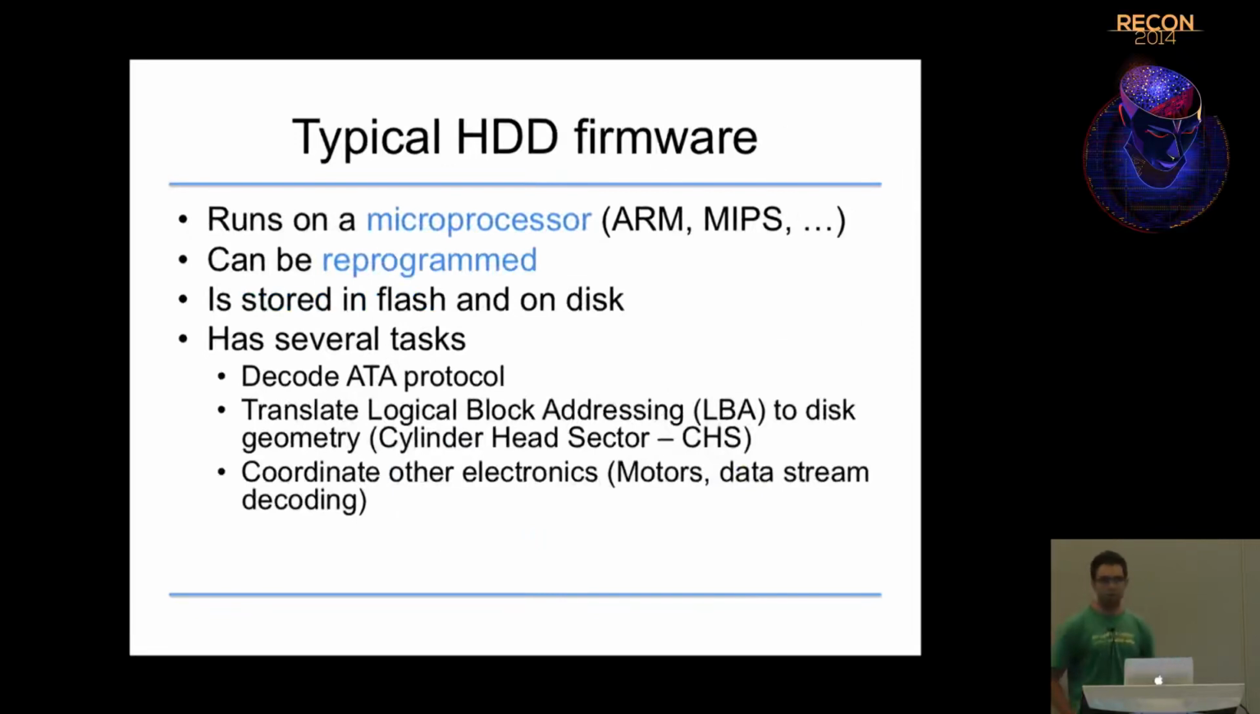And the typical hard drive firmware runs on a microprocessor. This can be ARM, MIPS, something else. It can be reprogrammed. It's stored on a flash chip on the drive or on the disk. Since you need to get the disk running and the hard disk is quite complicated and has a lot of parameters that you need to respect when you want to read from it, all the drives have at least one flash chip that contains the initial firmware that is then used to spin up the disk.